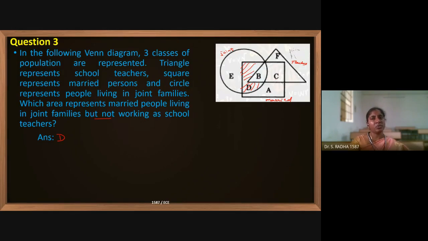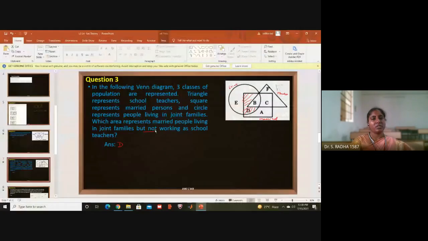C represents school teacher and married, but not joint families. F represents only school teachers. They are unmarried and they are not in joint families. Maybe it's not a big family. Unmarried school going children, maybe they are not teachers. So some case like that. This is about this given question.